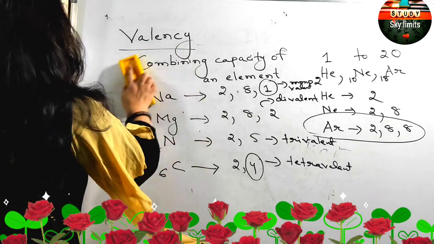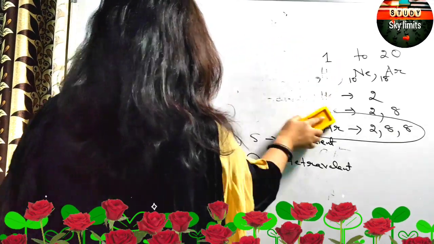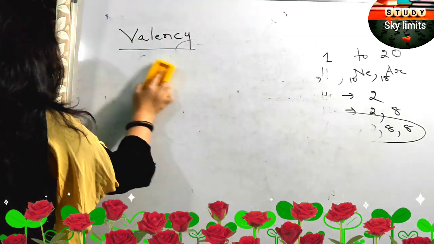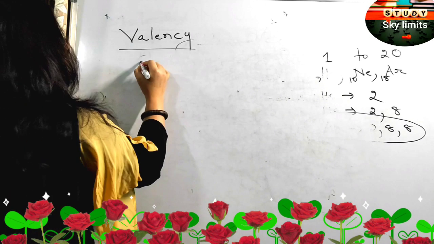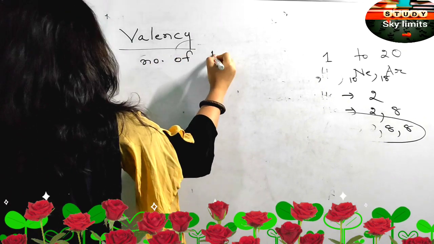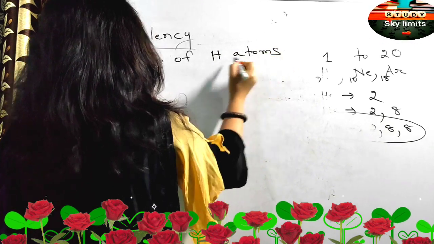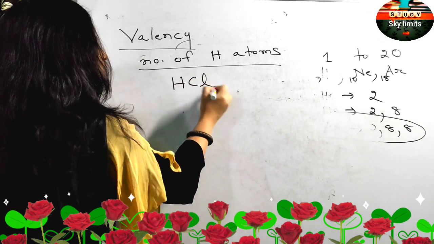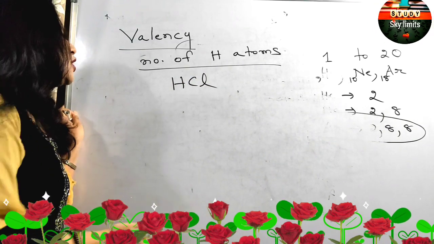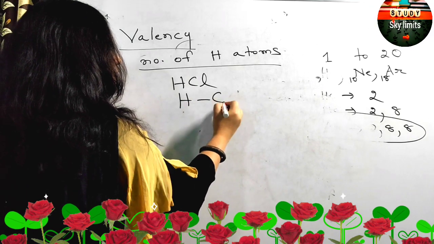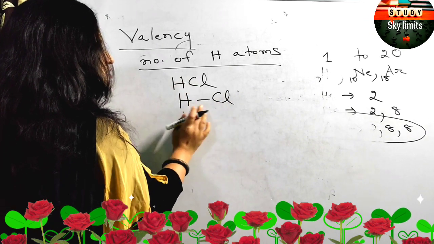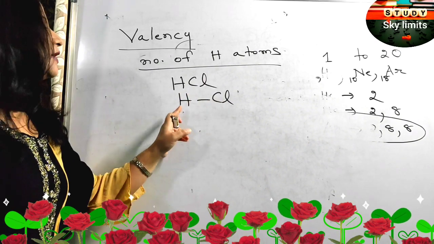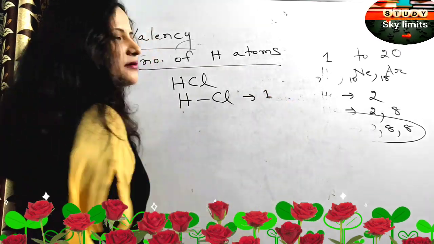But then you must have read 2 more definitions of valency. Yes. What are the 2 more definitions of valency? Earlier it was given that valency also refers to the number of hydrogen atoms. Like suppose let us take the example of HCl, the formula for hydrochloric acid or hydrogen chloride. Here a covalent bond exists between these two non-metals, hydrogen and chlorine. So with how many atoms of hydrogen is chlorine combining? With one atom. So the valency of chlorine is 1.